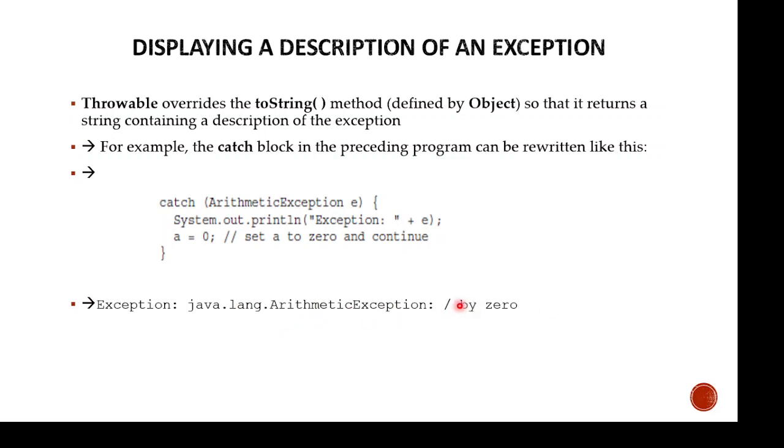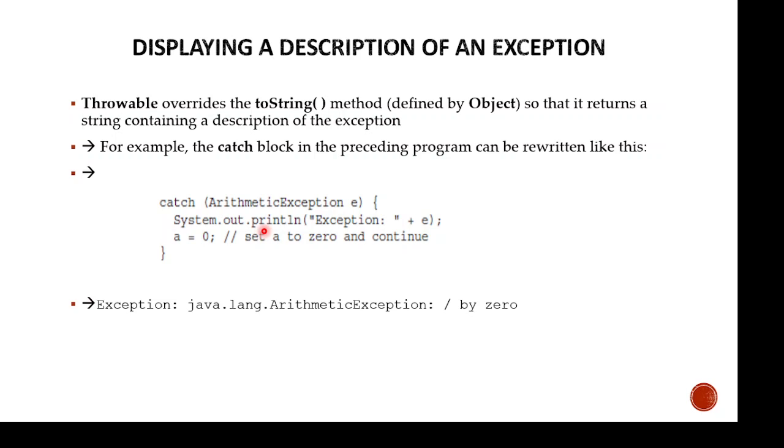Whatever message you can see here, this message will be printed. It is of no particular value in this context, but the ability to display a description of an exception is valuable in other circumstances, particularly when you are experimenting with exceptions or debugging. Whenever I want to debug anything, this comes in very handy. In summary, you will be printing your exception with the help of the println line.